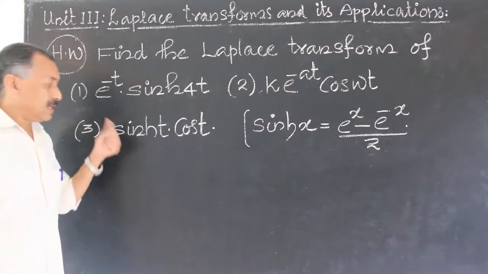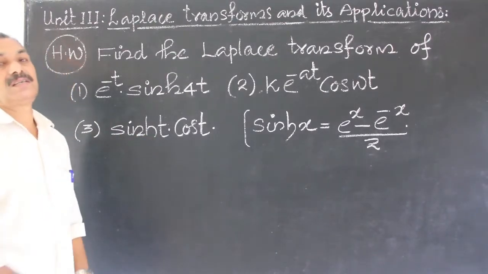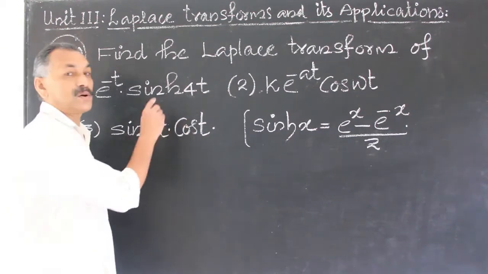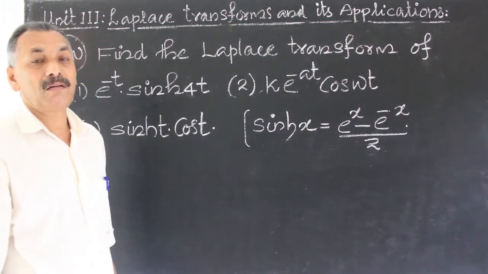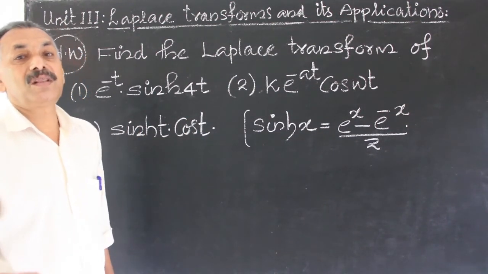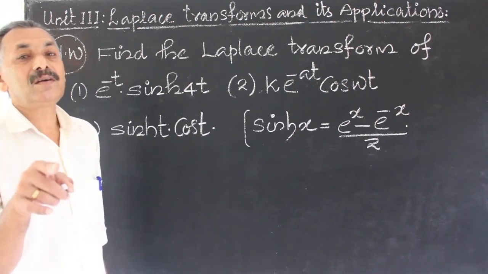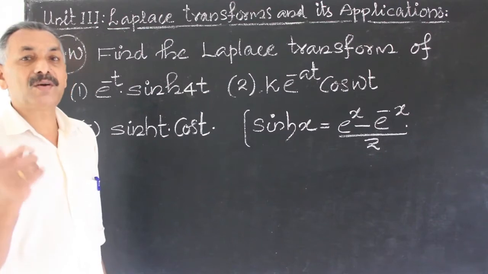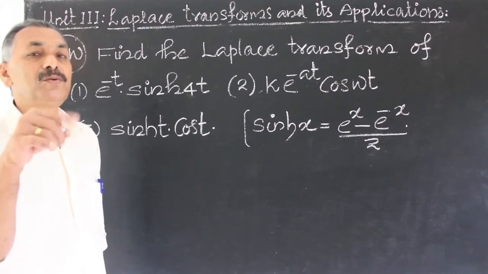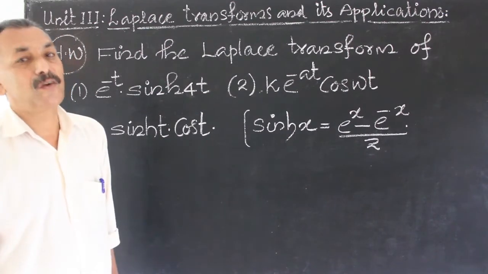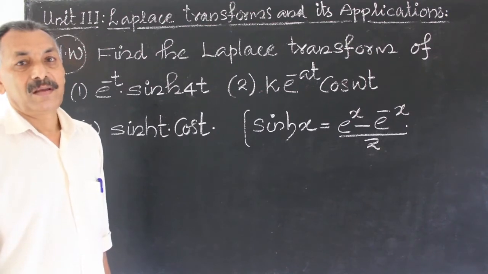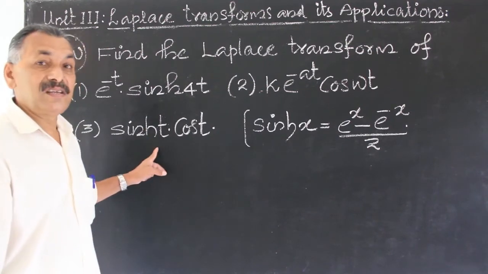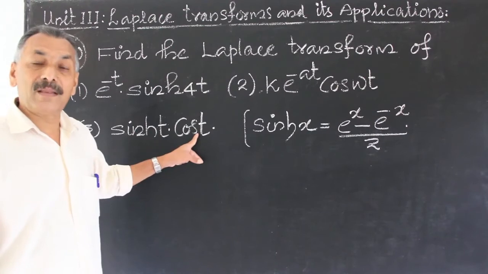Third problem, this one: sin h t cos t. Here the function is sin h t cos t, and we apply the first shifting theorem. If the Laplace transform of f of t is equal to f of s, then the Laplace transform of e raised to at into f of t is equal to f of s minus a. But what is sin h t? We have a product, so apply the rule.